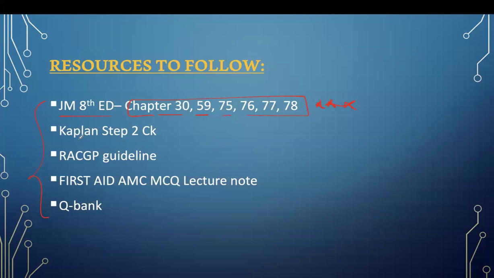Sometimes we use Kaplan Step 2 CK, which is the USMLE Step 2 CK, as additional books. Many times we like to go through Kaplan Step 2 CK for theory because John Murtagh covers a lot of things, but sometimes it's not good enough. So some of the topics we like to go through in Kaplan.